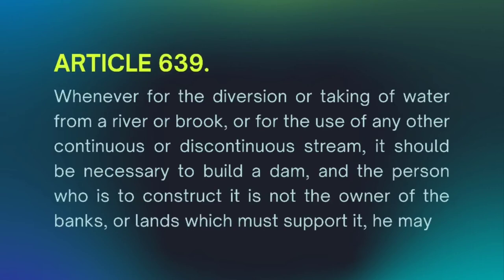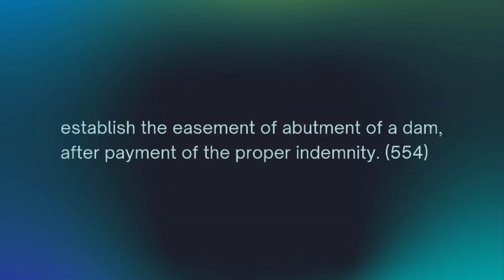Article 639. Whenever for the diversion, or taking of water from a river or brook, or for the use of any other continuous or discontinuous stream, it should be necessary to build a dam, and the person who is to construct it is not the owner of the banks or lands which must support it, he may establish the easement of abutment of a dam, after payment of the proper indemnity.